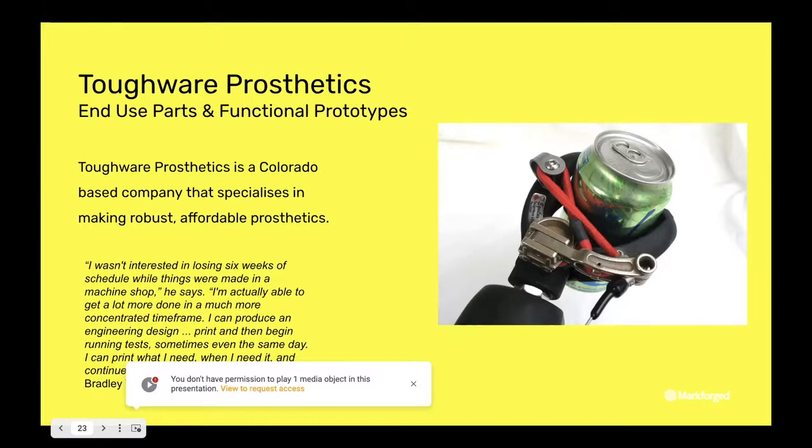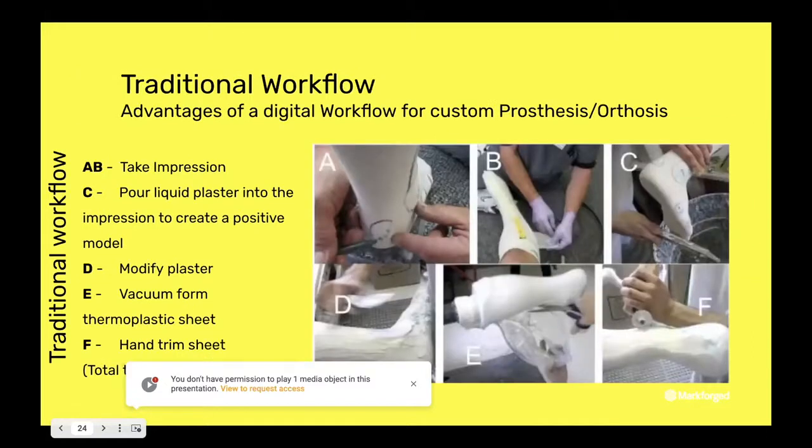So just to highlight the time that this company is saving, this is the traditional workflow. So if you compare all these steps of taking an impression, pouring liquid plaster into a mold, modifying the plaster, vacuum forming, and hand trimming, if you compare that to designing digitally and then 3D printing, you can see how they are able to save so much time.